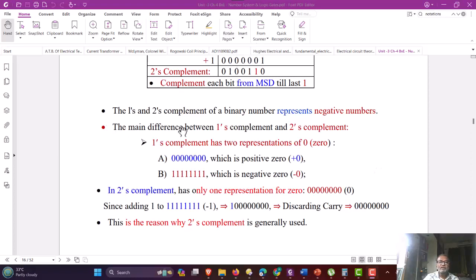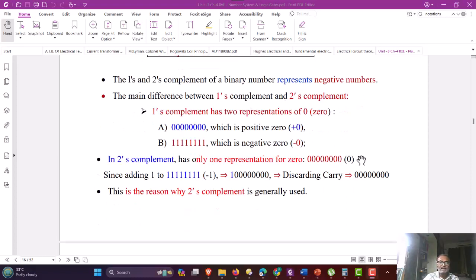Ones and twos complement numbers are used for representing negative numbers. The main difference between ones and twos complement is that ones complement has two representations of zero: 000, which is positive 0, and 111, which is a negative 0. This causes trouble in handling the arithmetic of ones complement numbers, and therefore twos complement is very popular.